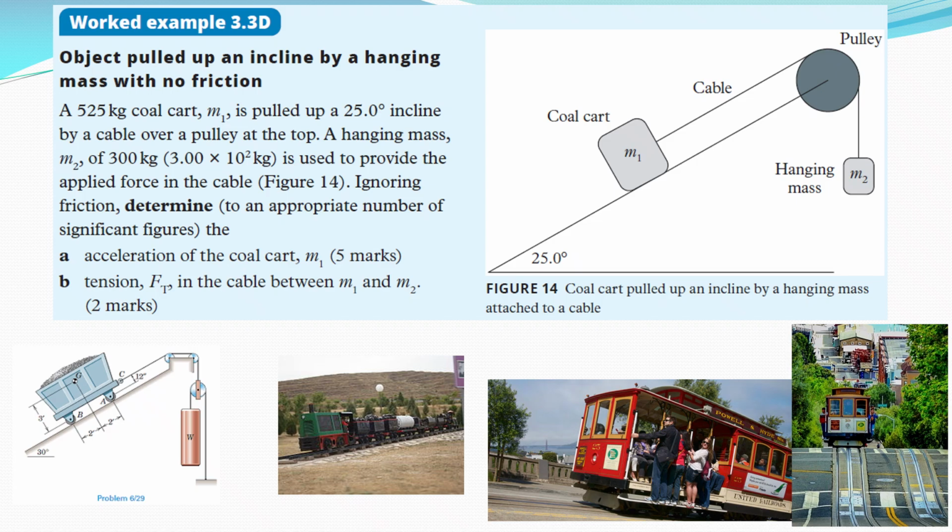So let's look at those examples. Back to our coal cart, pulled up at a 25 degree incline. We've got a hanging mass this time of 300 kilograms. So this guy's now 300. This one's still 525. Now you think, well, hang on, 525 is bigger than 300, so shouldn't it fall down the slope? No, because that's the mass, that's the weight down there. It's only this parallel component, the sine theta component, that we're interested in, because that's what's going to cause some motion.